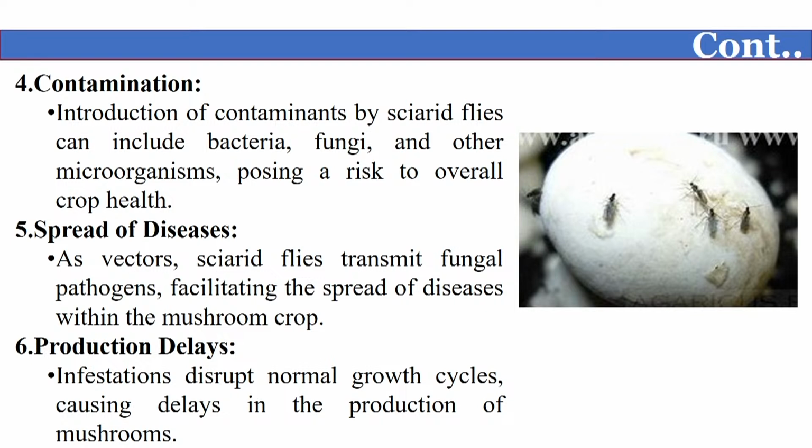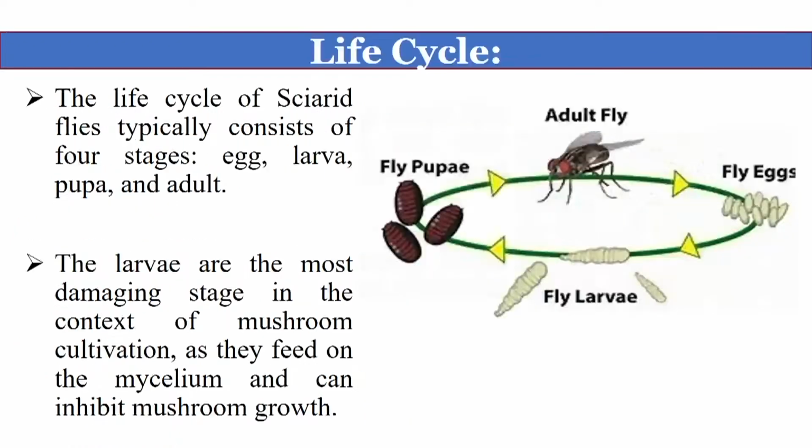Sciarid flies transmit fungal pathogens as well as some bacterial pathogens that can facilitate the spread of disease within the mushroom crops. Production delay: infestations disrupt the normal growth cycle of the mushrooms, which can cause a delay in the production of the mushrooms. That's why it affects the overall health as well as the yield of the mushroom crops.